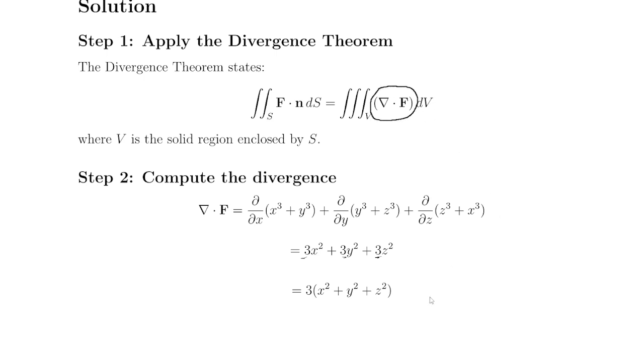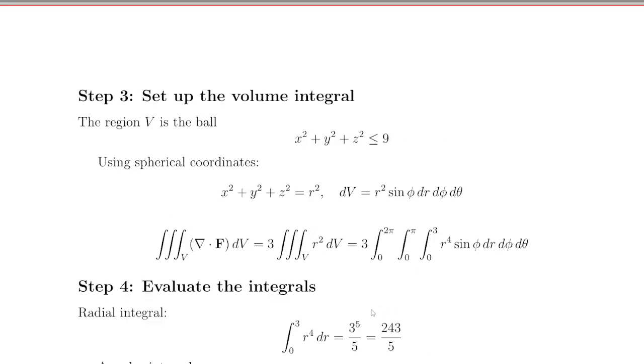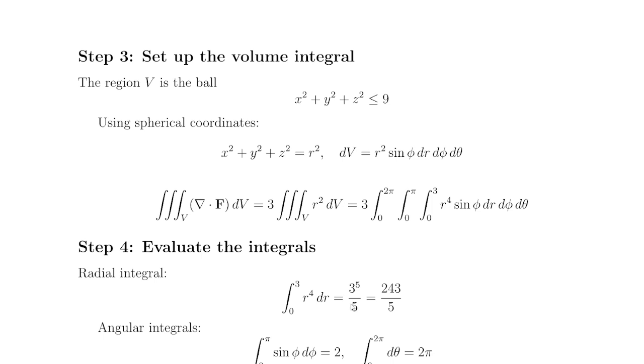We need to calculate dV. Because this is a sphere, we're going to use spherical coordinates. We're going to have dV be r squared sine phi dr d phi d theta. And so we have this right here, which we said is r squared, and then dV is this whole thing. So when we multiply, sorry, this is 3r squared, I should say. When we multiply these, the 3 is going to come outside. So that's what we have here. And then we have r to the 4th sine phi dr d phi d theta.